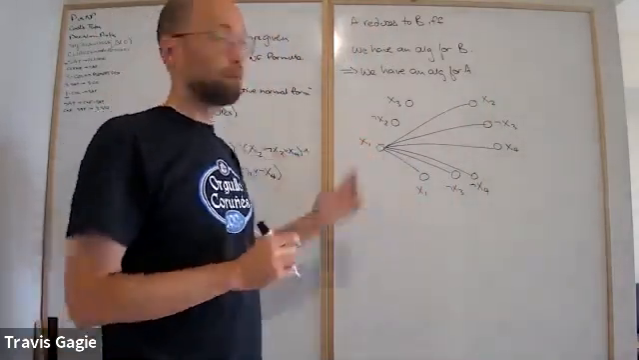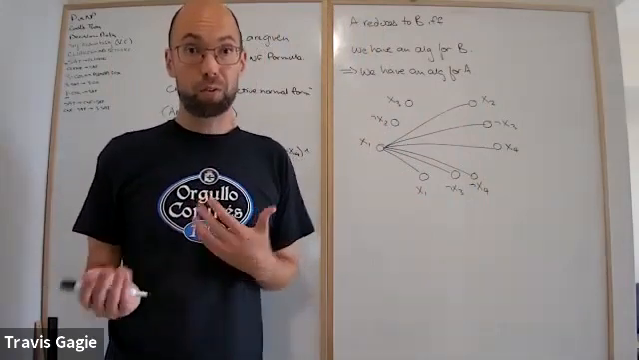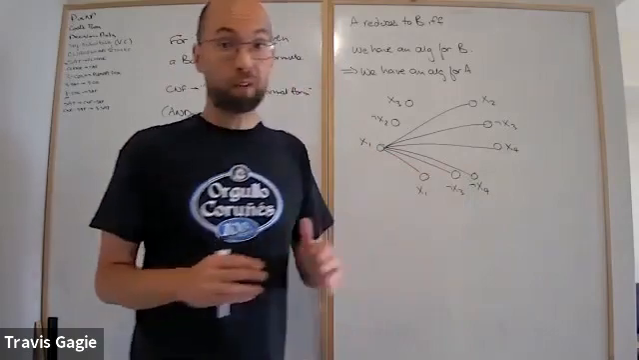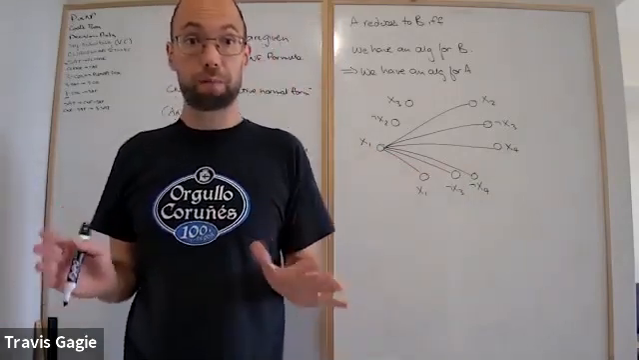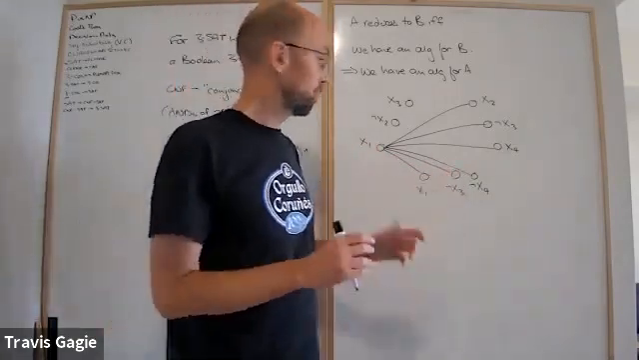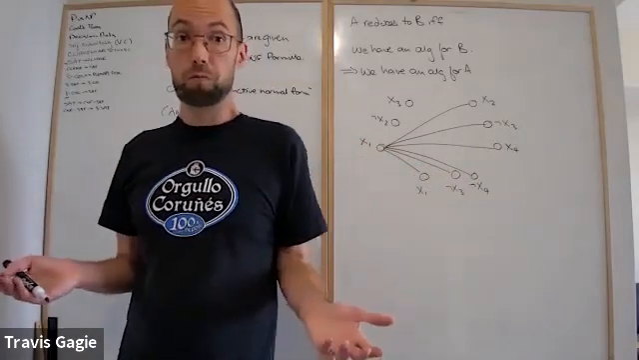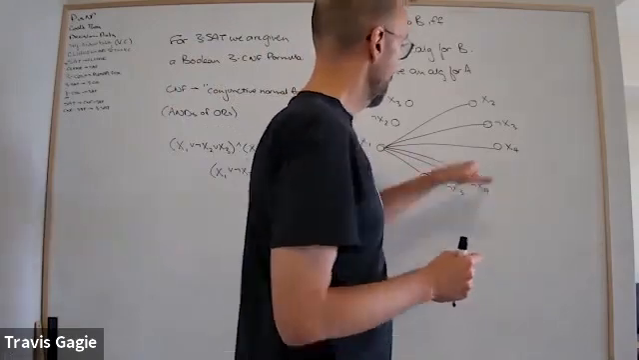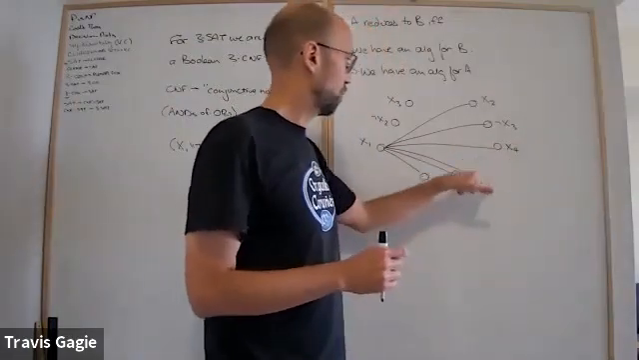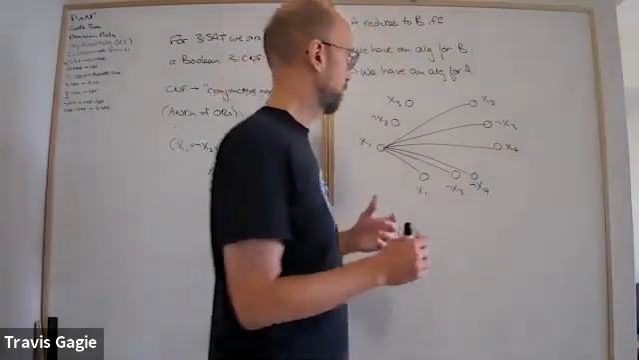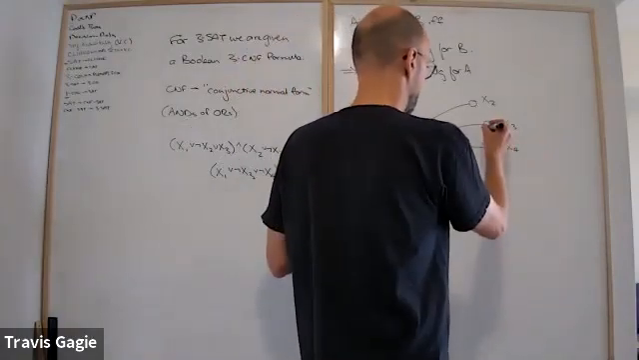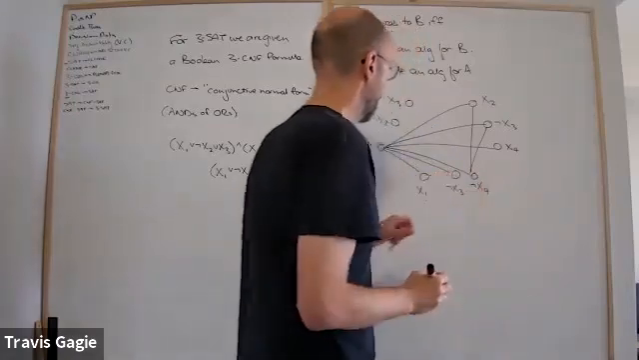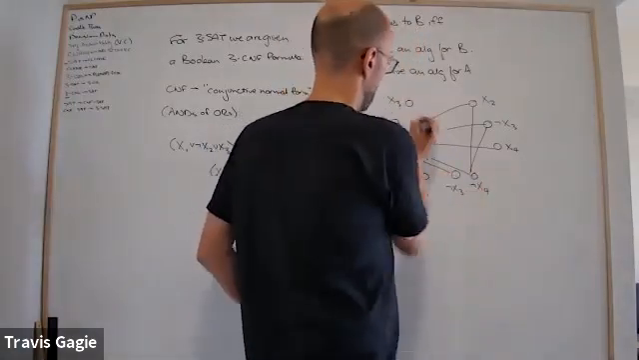Okay, so x1 is compatible with x1. If x1 is true, then x1 is true. If x1 is true, then not x3 could still be true. Those are compatible. If x1 is true, then not x4 could still be true. Not x4 is not compatible with x4, so we don't draw this edge. We do draw this edge. We do draw this edge.